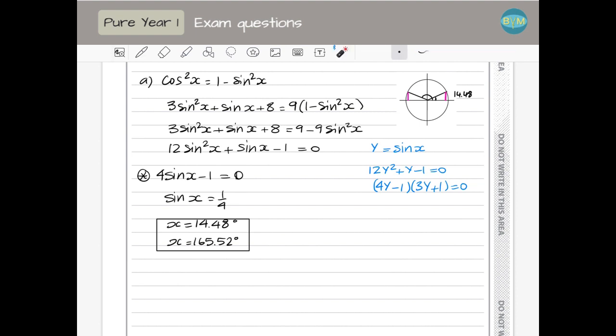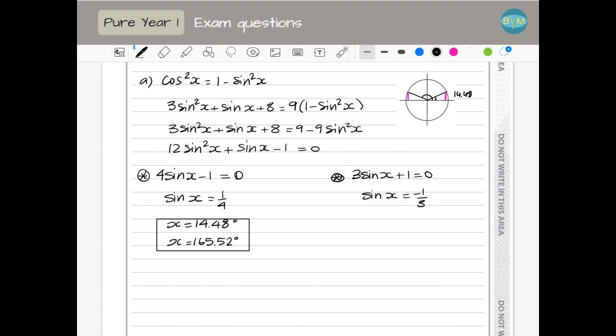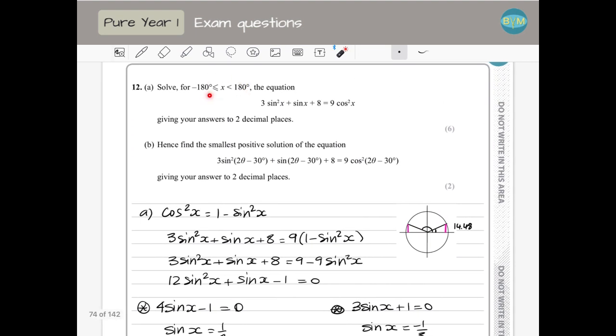Now I'm going to do the second one, 3y plus 1, which means 3 sine x plus 1 is 0, so sine x is minus 1/3. I use the calculator to find the first one, and x is inverse sine of that, which is minus 19.47. It is negative, and that's okay because it's in my interval. Many times the interval is between 0 and 360, but in this case it is okay to write the negative one.